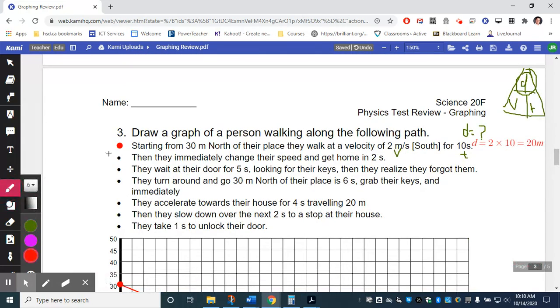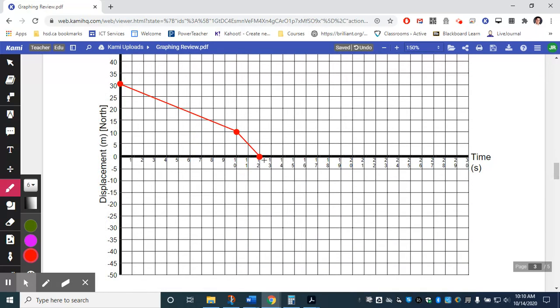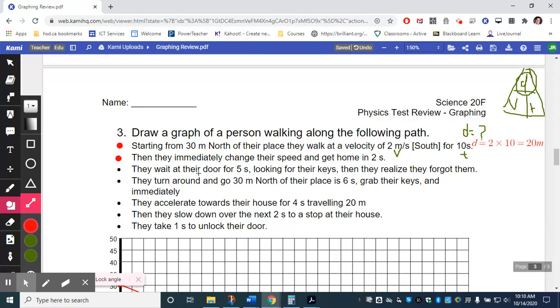So this is done. There, we wait at the door for 5 seconds looking for keys, realizing we forgot them. Okay, well, for 5 seconds, that's from 12, 5 more to 17, and we are just waiting at home. And so this is not moving, staying at home. That's what it looks like. Not moving. Our distance is not changing. Nice. We're cruising through this.